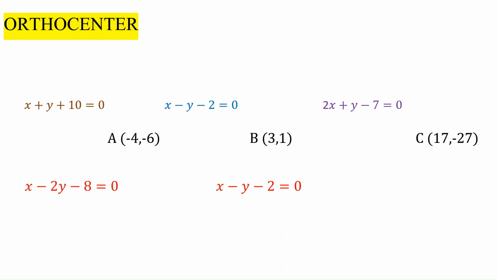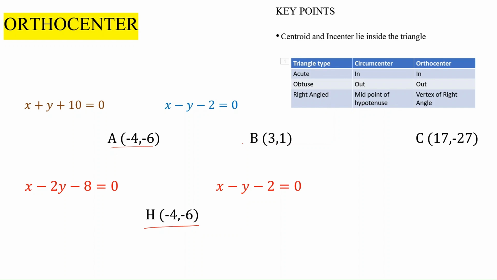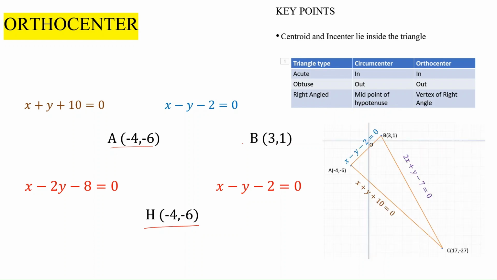Now observe these coordinates. The orthocenter is usually represented by the letter H. This is similar to one of the vertices, A, here. From the previous video, if we can recollect, for a right angle triangle the orthocenter would be the vertex of the right angle. Also, we can see how this triangle looks in the previous slide. It is something like this. So here we can clearly see it's a right angle at A. This is the vertex that has the right angle, minus 4 comma minus 6, so this is the orthocenter.